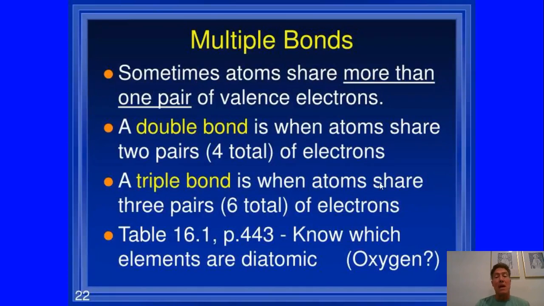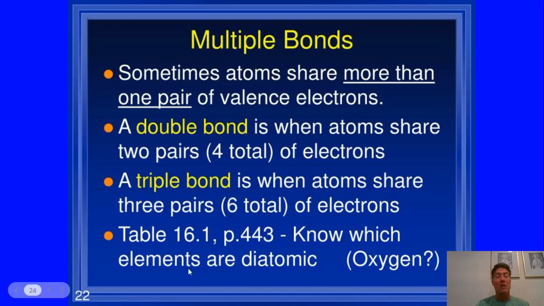Now, sometimes atoms can share more than 1 pair of valence electrons. So a double bond is when atoms share 2 pairs, or 4 total electrons. And a triple bond is when atoms share 3 pairs, 6 total electrons.